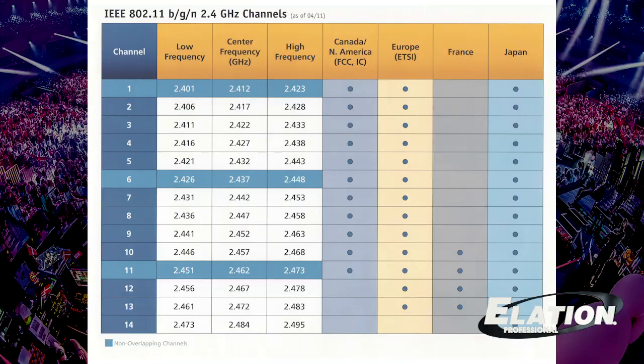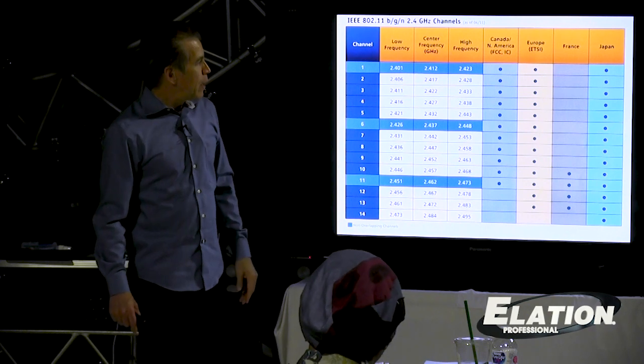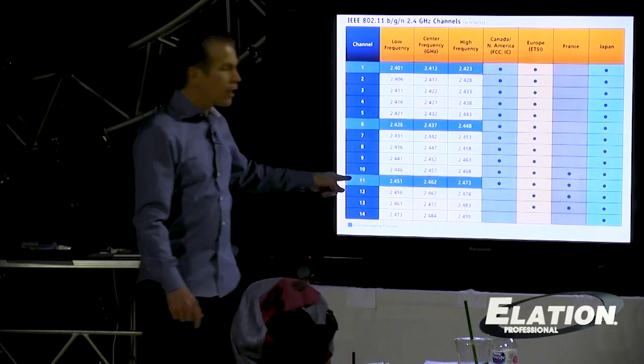So this is the 2.4 gigahertz spectrum, 14 channels in it. And yesterday I learned there's actually channel 0, which I did not know. So I guess there's 15 channels in 2.4 gigahertz. But in North America, we're only allowed to use 1 through 11.